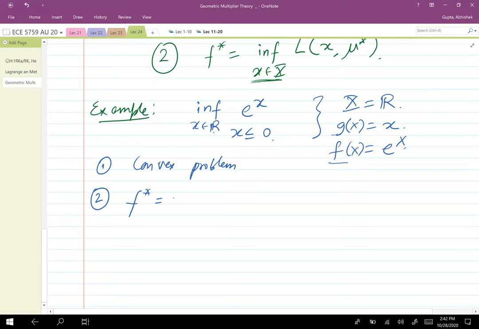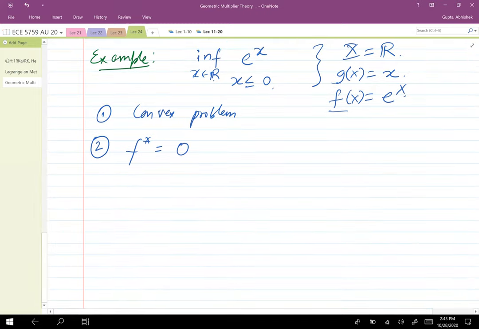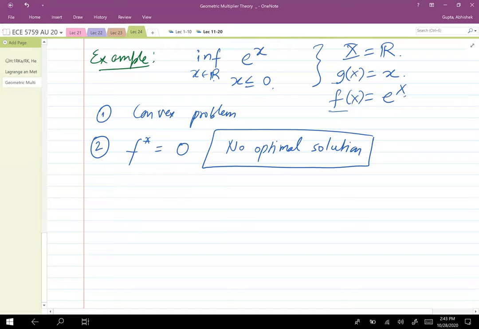Now the second question is, what's f star equal to? What's the infimum in this problem? What do you think? What is the infimum? 0? Where will that be attained? It will be minus infinity, right? Yeah, it will be minus infinity. So this infimum will actually not be attained on the real line. It will be attained at minus infinity, which is of course not part of the real line. Okay, so in some sense, this has no optimal solution in this particular problem. So everything that we have studied so far doesn't apply in this situation because there is no optimal solution to begin with.